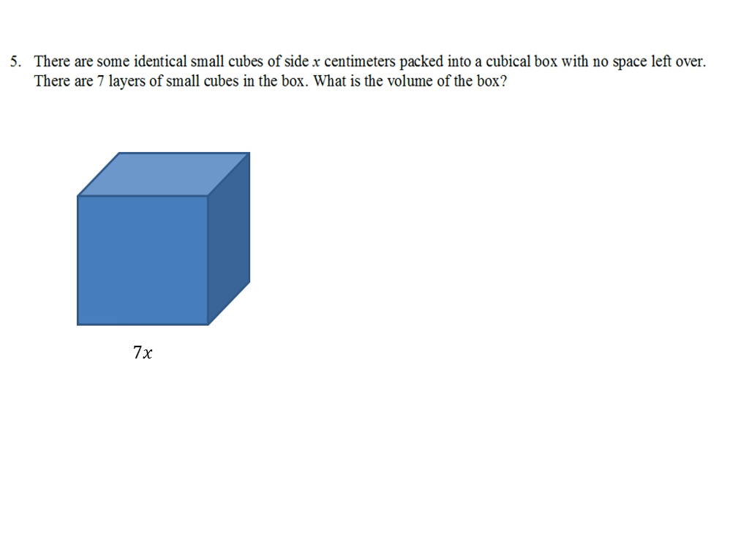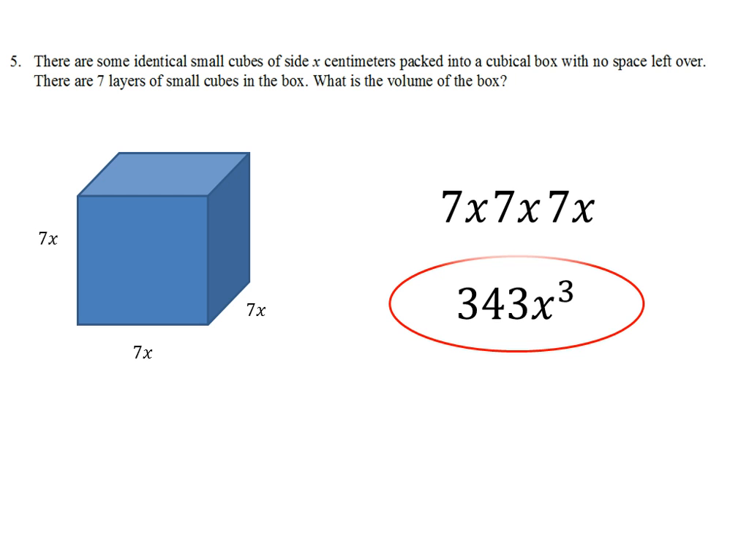Subsequently, all the other sides are also 7x because it's a cube. And we want to find the volume. Well, the volume of the rectangular prism, or the cube, or the box, whatever you want to call it, is the length times the width times the height. So we're going to take these 7x's and multiply them together. 7x times 7x times 7x, which gives us 343, because 7 times 7 times 7 is 343, times x to the 3rd power. And that is our volume of this box.